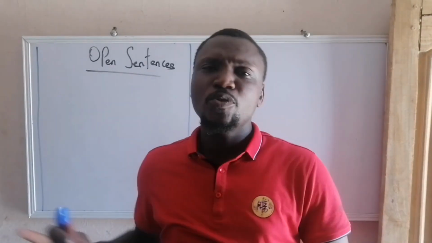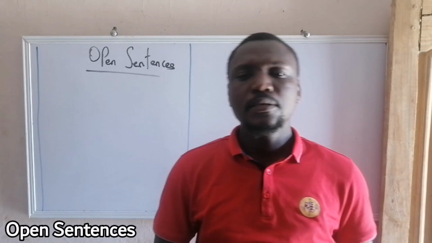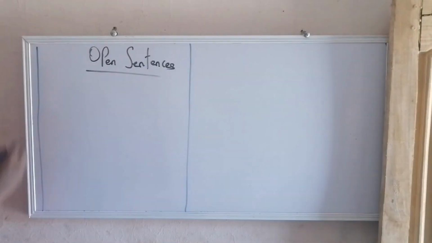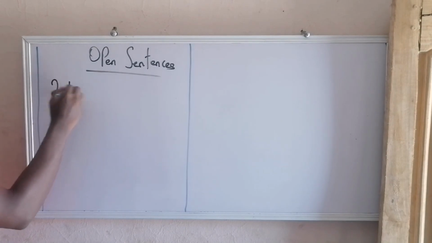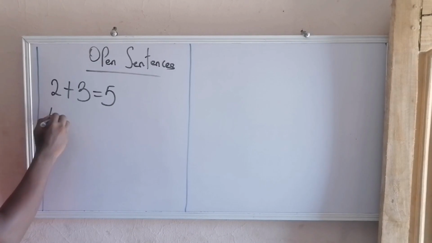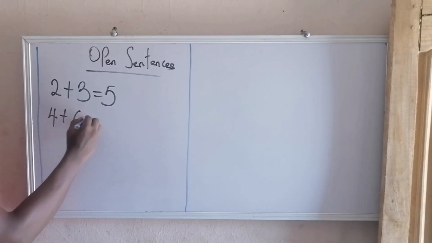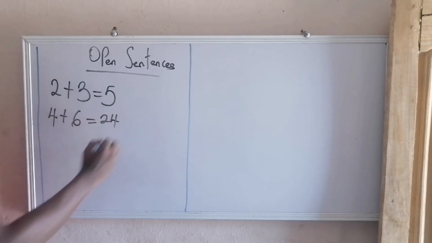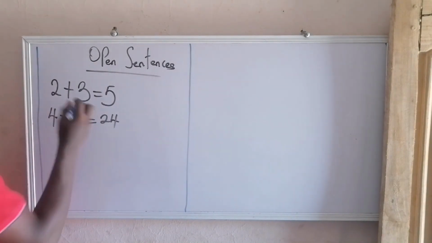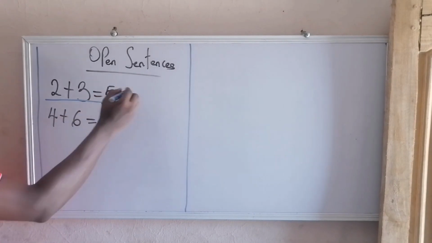In today's class, we're looking at open sentences. To kickstart today's class, I'm going to write something on the board. If I say 2 plus 3, 2 plus 3 is 5. Now we say 4 plus 6 is 24. Now, if I ask you what is 2 plus 3, you're likely to reply with 5. This means that this mathematical statement is true.